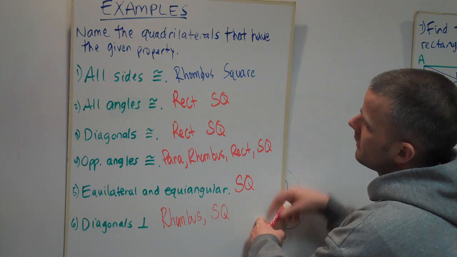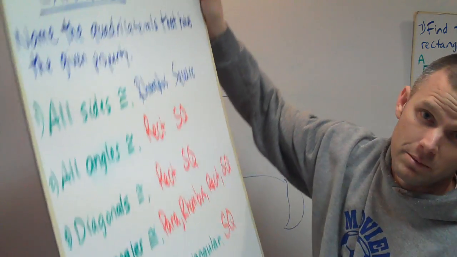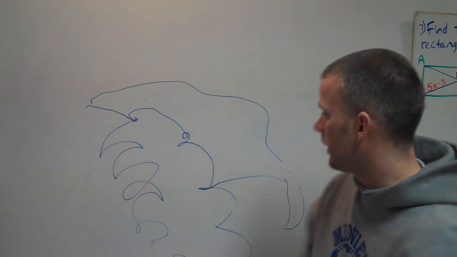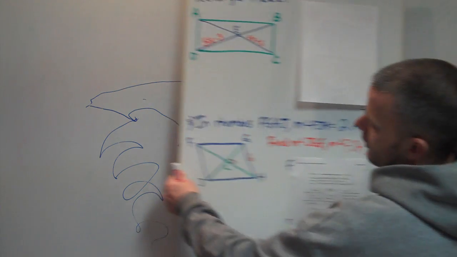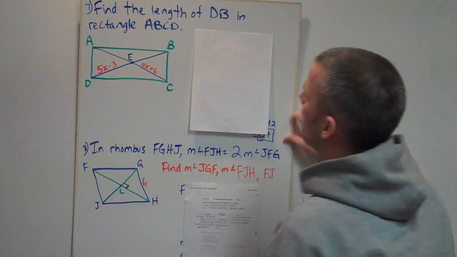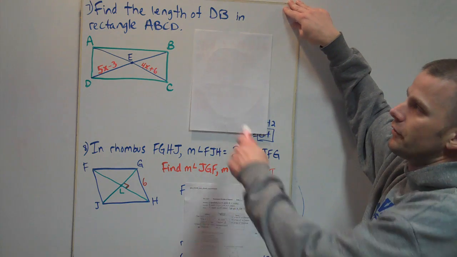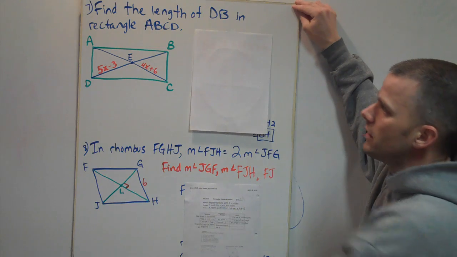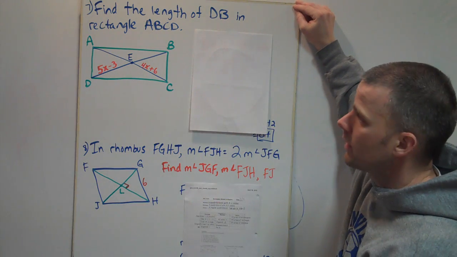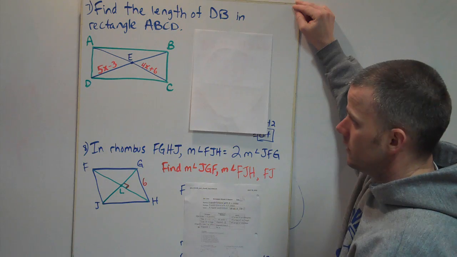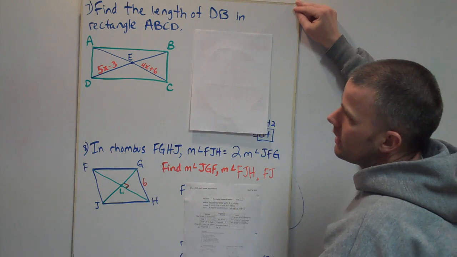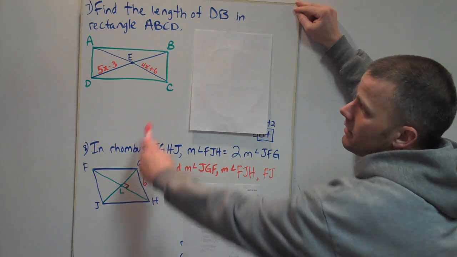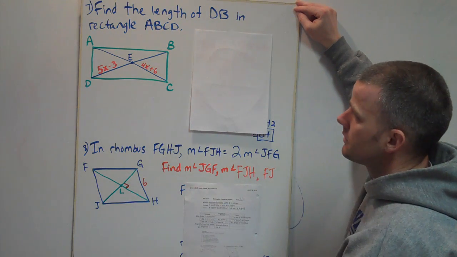So to finish up our lesson on rectangles, rhombuses, rhombii, and squares, we've got 2 last examples for you that are right here. In the first example, we're taking a look at a rectangle, and we want to find the length of segment DB, this diagonal, in rectangle ABCD. So we've got the diagonals intersecting at point E. We know that segment DE is represented by 5x minus 3. Segment EC is represented by 4x plus 6.